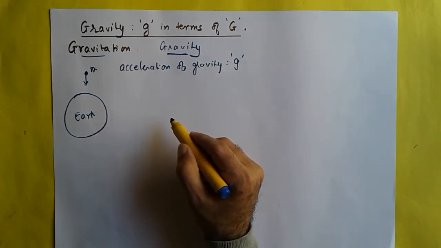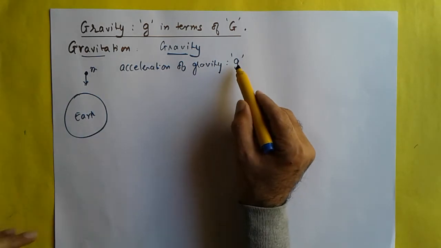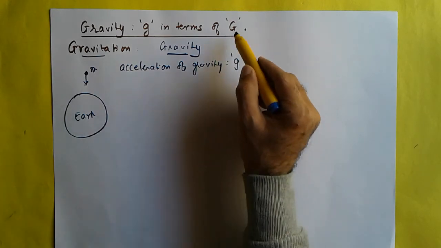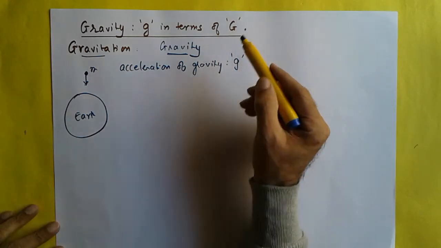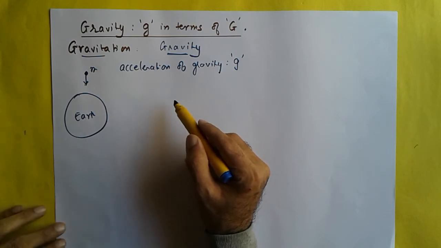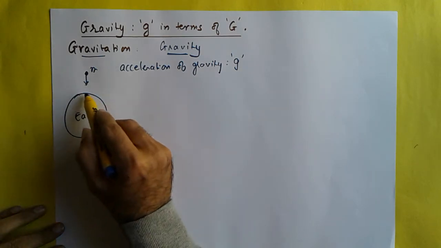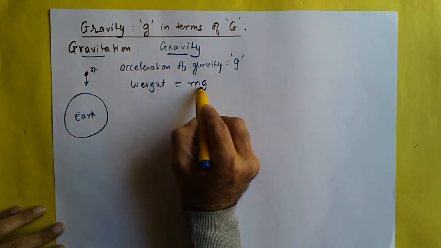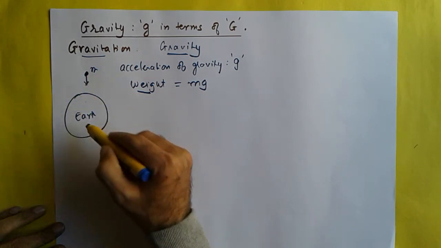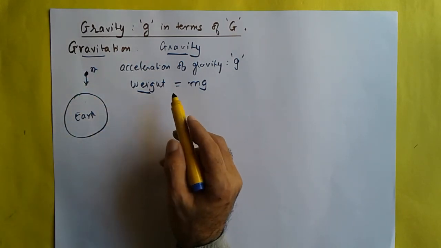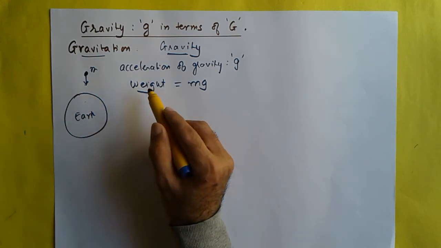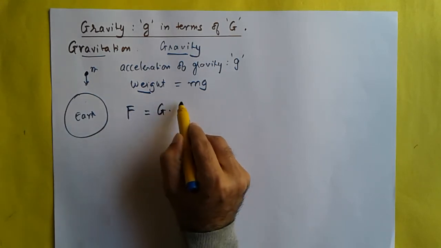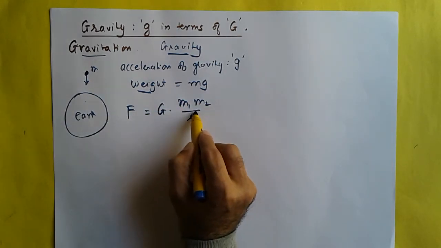The objective in this video is that we will try to find a relationship between acceleration due to gravity g and the universal gravitational constant G. So if you look at this particular object, it has mass m, its weight is given by mg, and we know weight is the force with which the Earth applies a force onto this. Weight is equal to mg, right? Now, by the universal law of gravitation, we have this equation: F is equal to G m1 m2 upon r square.